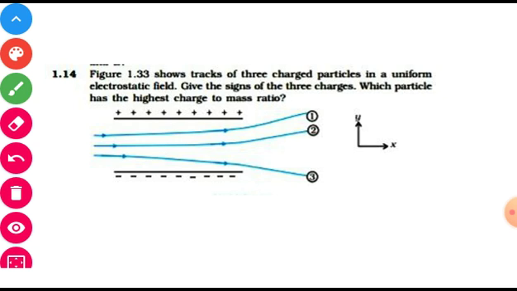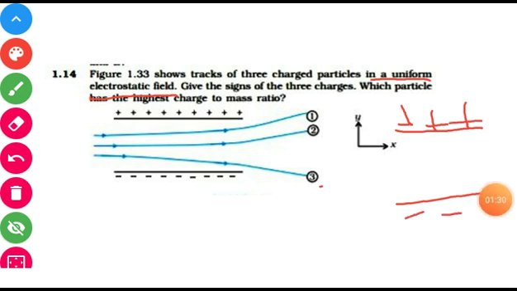There are two plates, and it is given that there is a uniform electric field between the plates. In the question it says that there exists a uniform field. This part states that there is a uniform electrostatic field between the plates. Let me first draw the electric field, how it will look. Suppose this is the upper plate and this is the lower plate.